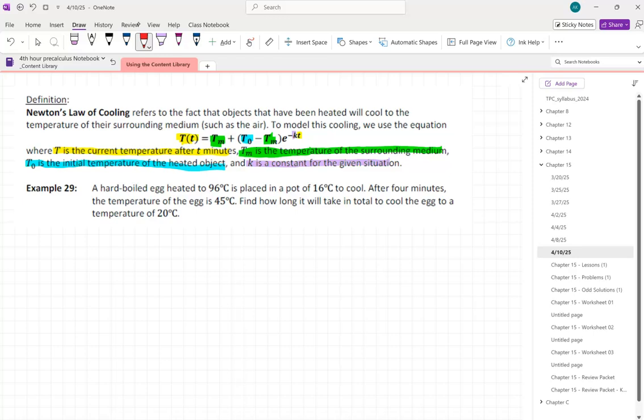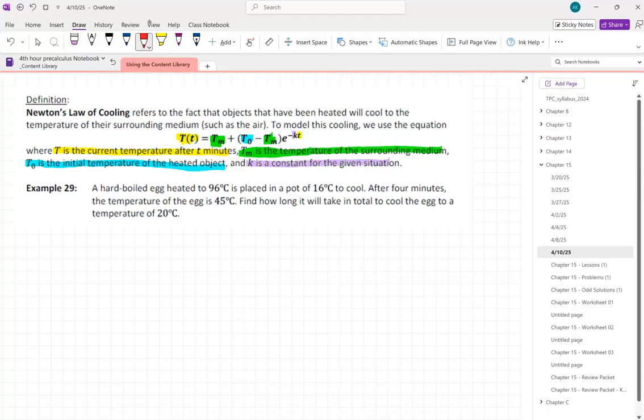All right. Great. Let's go through and read the example and try to figure out what's going on here, because typically the most difficult part of this problem is picking out what numbers go where. So it says a hard-boiled egg is heated to 96 degrees Celsius and placed in a pot of 16 degrees Celsius water to cool. After 4 minutes, the temperature of the egg is 45 degrees. How long will it take in total to cool the egg to a temperature of 20 degrees?